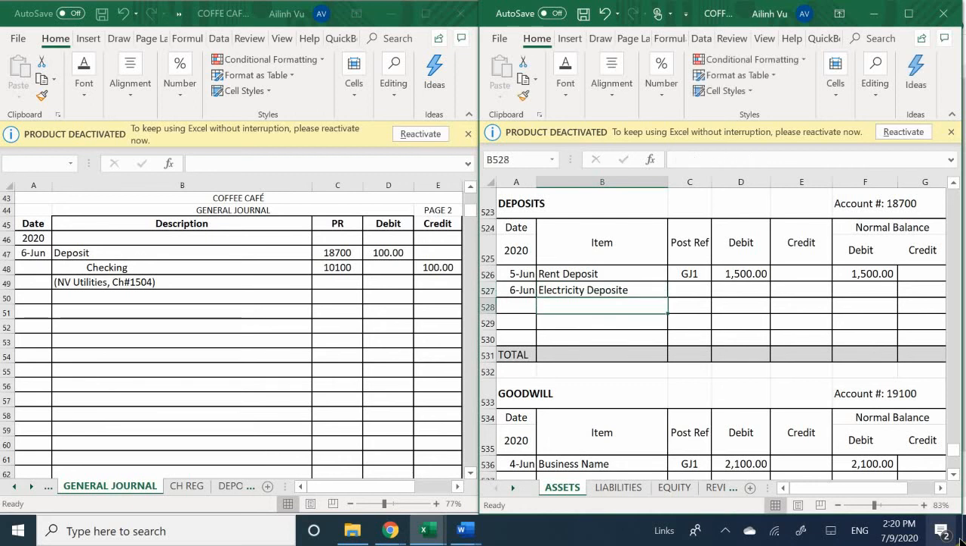Electricity deposit. Oopsies, I keep spelling deposit wrong. Oh, my pen just went out. Ah, come on. I got another pencil around here somewhere. Okay, I got it. All right, electricity deposit. It's on the 6th, June, for $100.